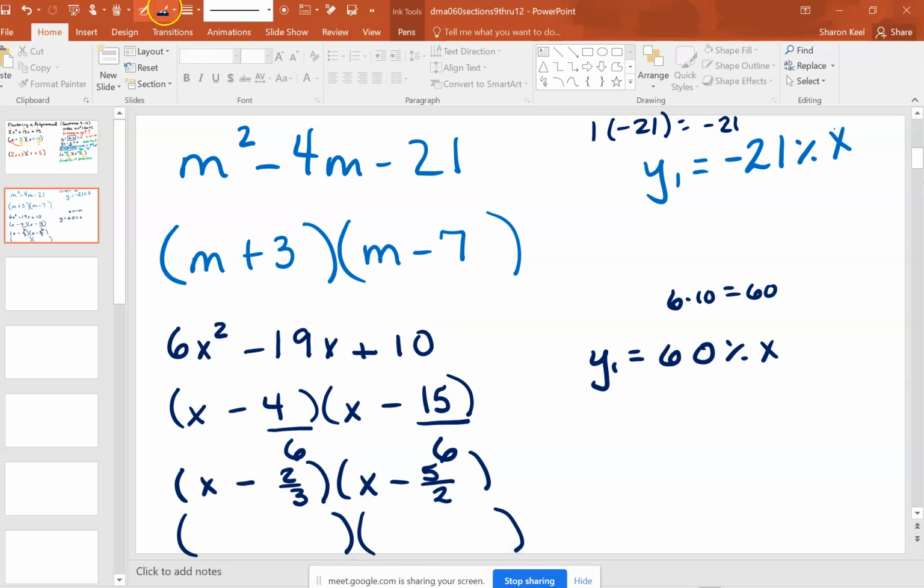So this is where I'm going to do that bottoms up. I'm going to move the bottom up in front. This first one is going to be 3x minus 2. That goes in front, and then keep the numerator. This one, what goes up in front is going to be the 2, so it's 2x minus 5.